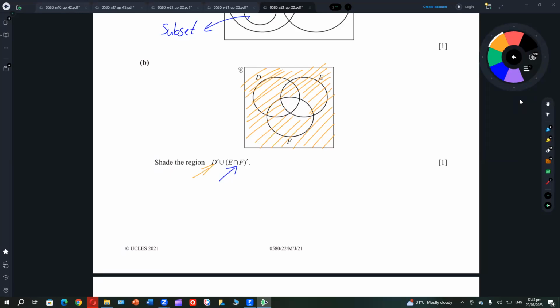Okay, now see the second part, D prime. I have shaded one thing. This is my first part. Now let's shade D prime. What does D prime mean? Excluding D. So I leave D and I'm shading in green now. I'm leaving D, this one.